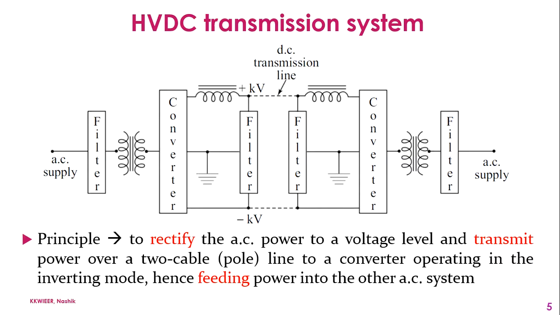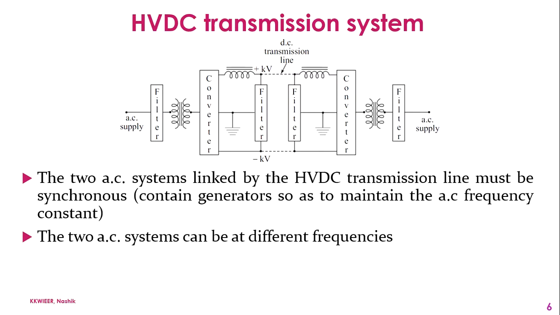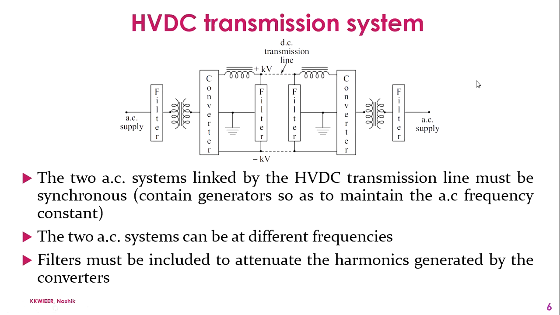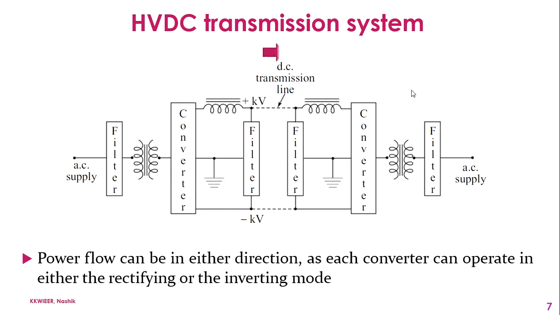So this is the principle, and the two AC systems linked by this HVDC transmission line must be synchronous. That means they should contain generators so as to maintain the AC frequency constant. The two AC systems can be at different frequencies, and filters must be included to attenuate the harmonics generated by the converters. Then the power flow can be in either direction, as each converter can operate in either rectifying as well as inverting mode.